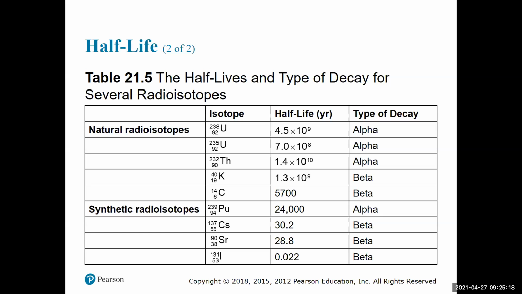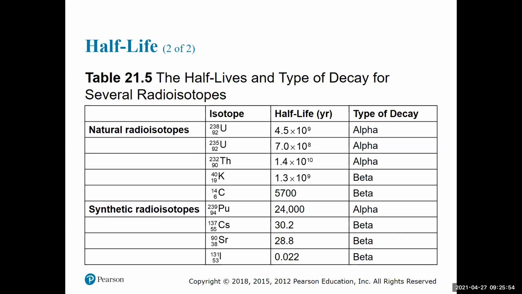But we look at some of these, we see the uranium ones, 4.5 times 10 to the ninth, 7 times 10 to the eighth, and thorium, 1.4 times 10 to the 10th. That's years. That's a lot of years. And so this is why, just focusing on the carbon one again, using that and these other isotopes, they can measure it, and that's how they get these estimations on how old the really super old stuff is.